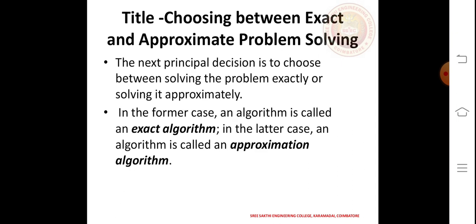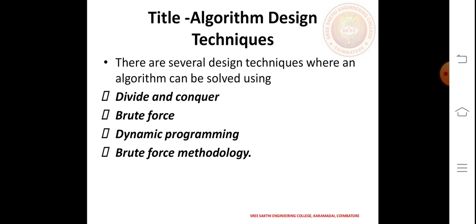Next one, choosing between exact and approximate problem solving. To solve a problem, it is not compulsory that we have to find a new solution. The solution has already been defined. We have to select between an exact algorithm and an approximation algorithm. That is, if you have to solve a problem, the solution will be already defined. We have to use some algorithm which is already defined. In that case, we have to choose the best algorithm to solve the problem. In case of choosing the best algorithm, it is called an exact algorithm, or in the latter case, it is called an approximation algorithm.